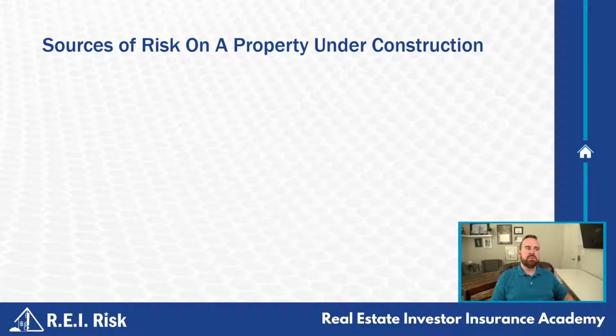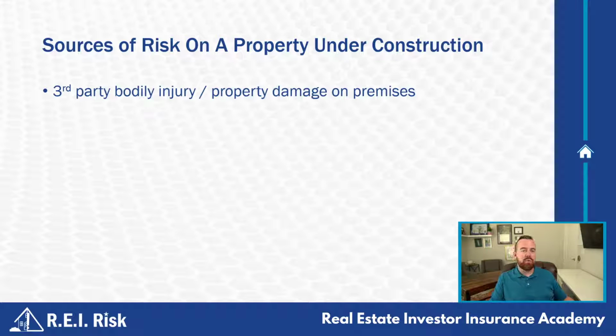We're going to look at the sources of risk on a property that is under construction. The first is going to be third-party bodily injury and property damage on the premises. People that you don't know might wander on or be there for other reasons and get themselves hurt. Third-party property damage might occur as well, and you'd be on the hook for that. So we want to make sure we are covering for those losses. You also have your property damage or loss, the existing structure, as well as your materials and tools and equipment and things like that. We want to make sure that your assets are properly covered.